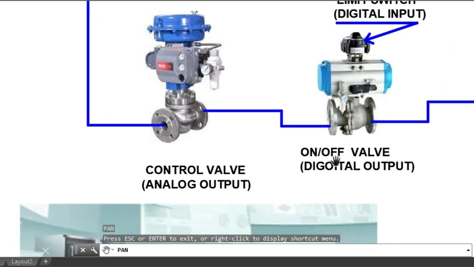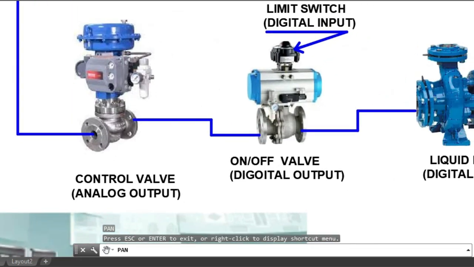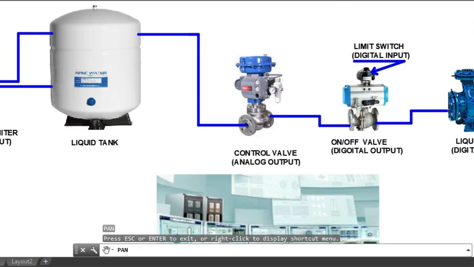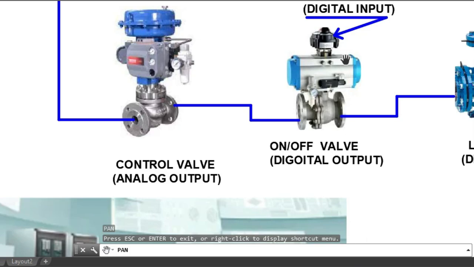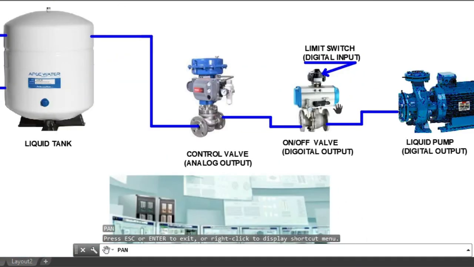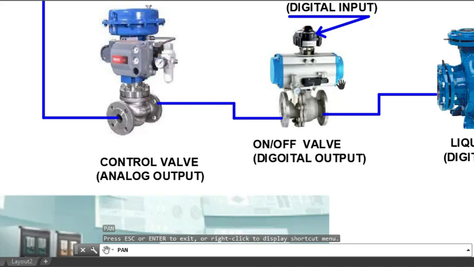And the function of this pump is to feed the liquid from the suction to the discharge, and then feeding to the tank of the liquid. And here we have the on and off valve. The signal of this on and off valve is digital output also, because there is a solenoid valve built into this on and off valve.